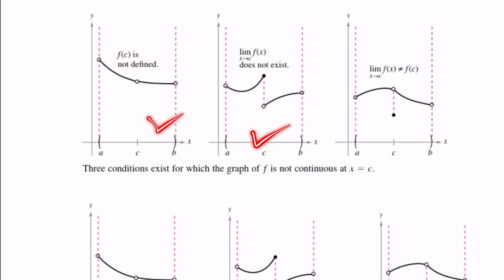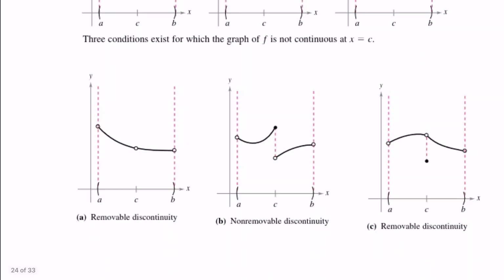These are the conditions for which we say that the graph is not continuous. Now, there are specific names for each of these. So this is what we call the removable discontinuity. We can find the value of f of c and get rid of this discontinuity. We can fill the hole. And once we fill this hole up, the function becomes continuous.